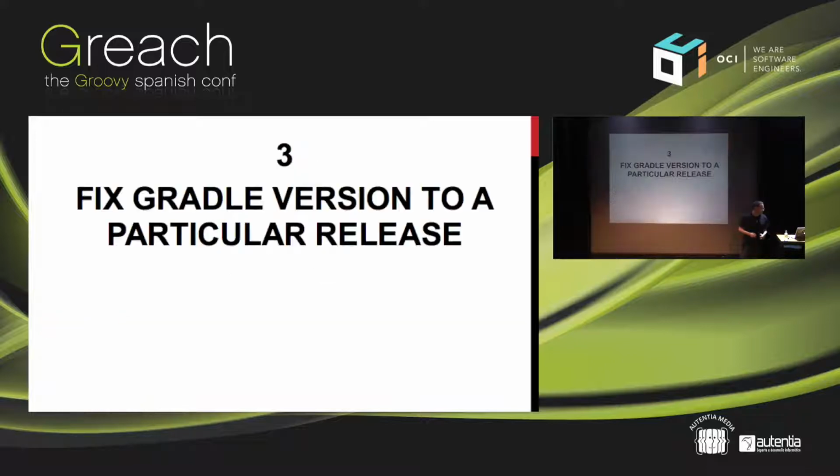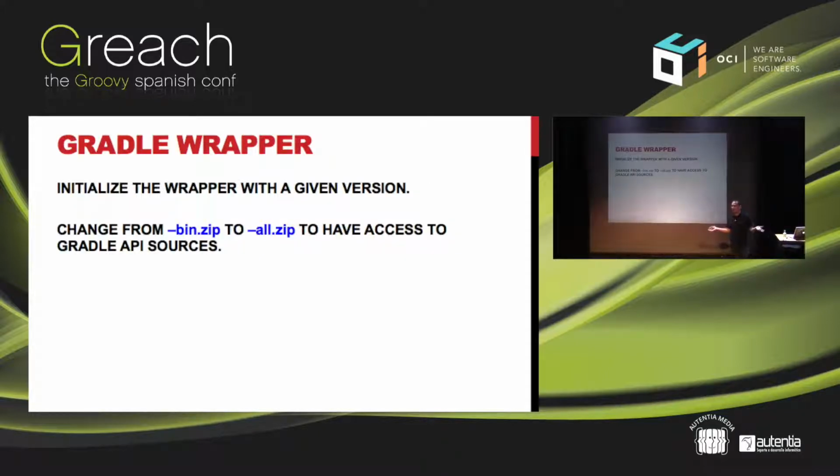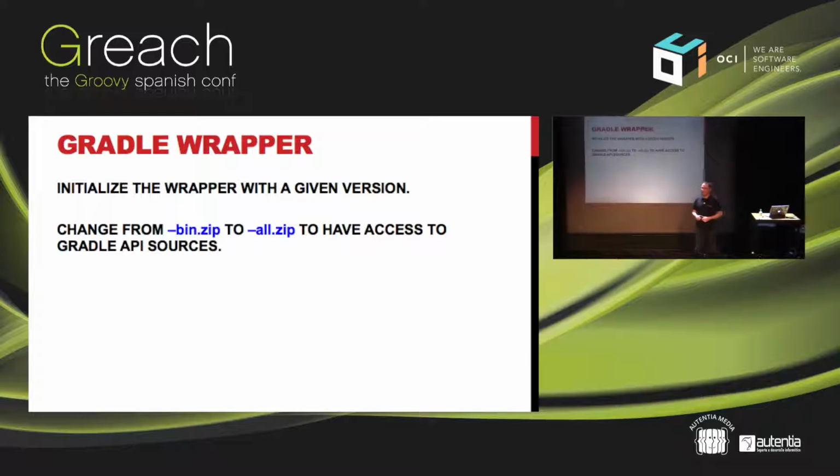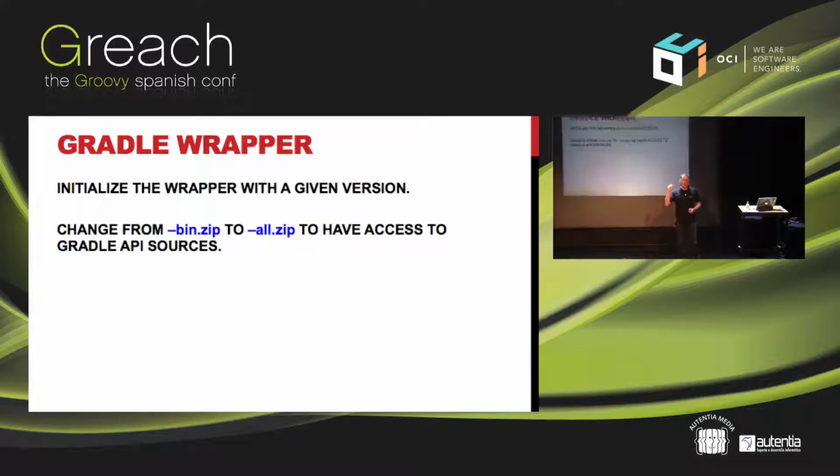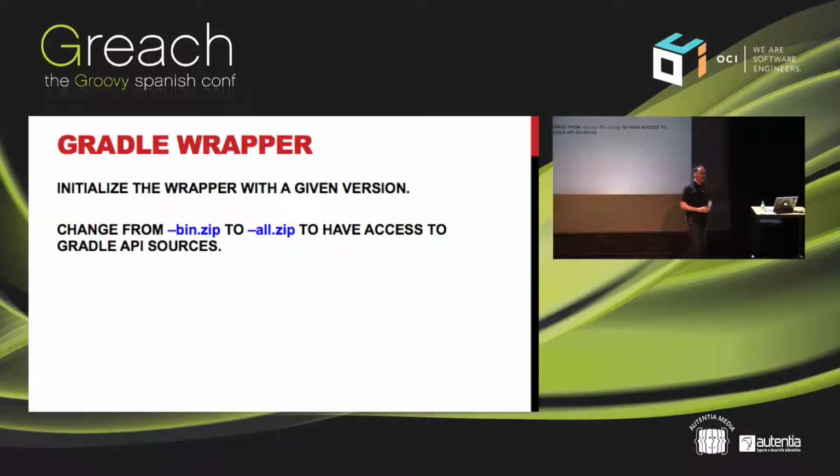Okay. The next recommendation that I have for you is definitely fix the Gradle version that you're going to use. Always do this. And the easiest way to do it is to use the Gradle wrapper. The Gradle wrapper allows you to set the particular version number for Gradle that you want to use for that project. Now, I'm really happy that the Gradle wrapper is a very early feature of the tool.